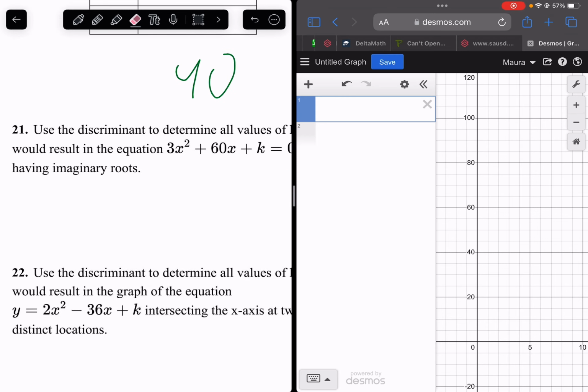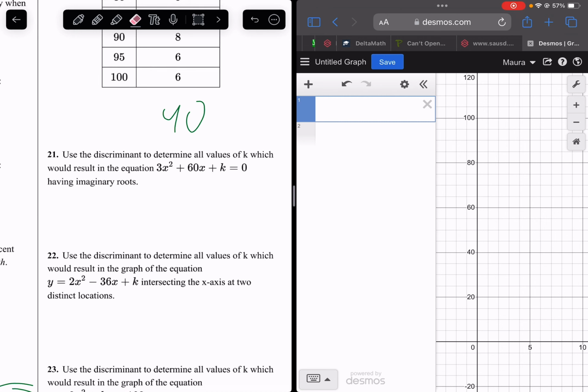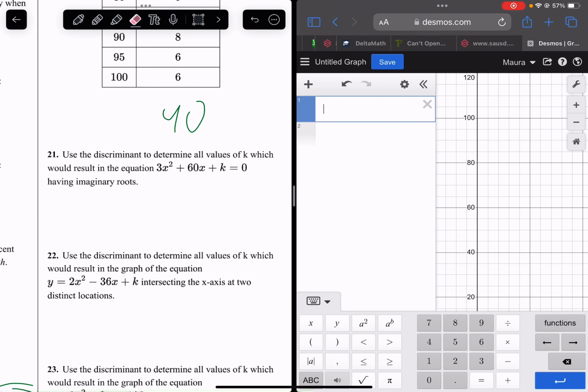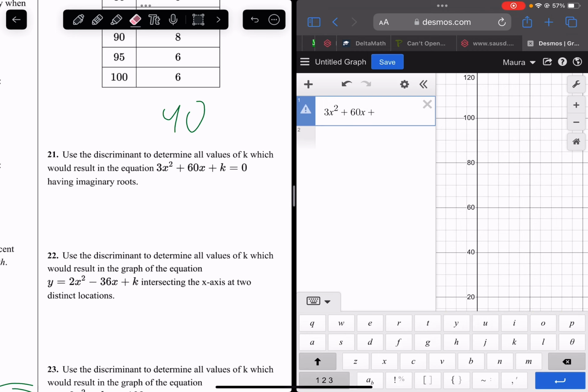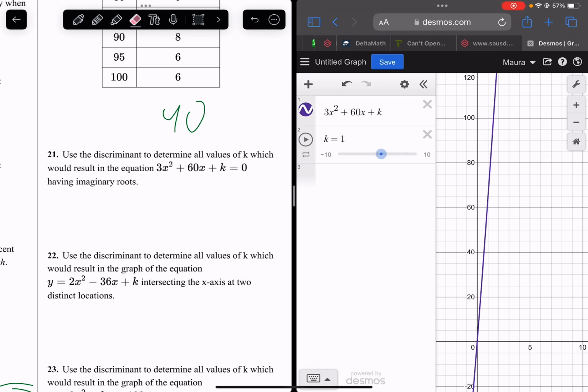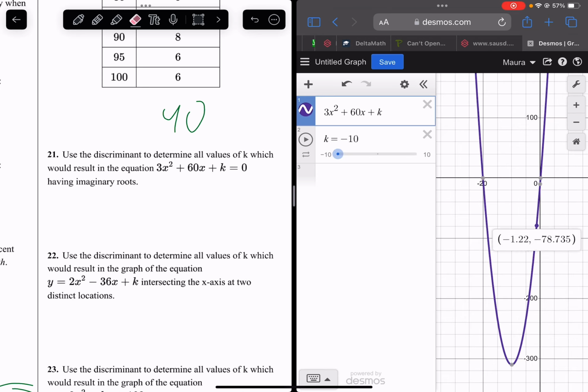So in this case, if we want imaginary roots, that means that we have no real solution. All right. So we're going to go ahead and plug this in. We're going to say 3x squared plus 60x. Oops, sorry. And then plus k. Now, whenever you do a constant like this, you can add in a slider. And what it does is it allows you to change the value of k, and you're going to see that it changes the graph. Okay.